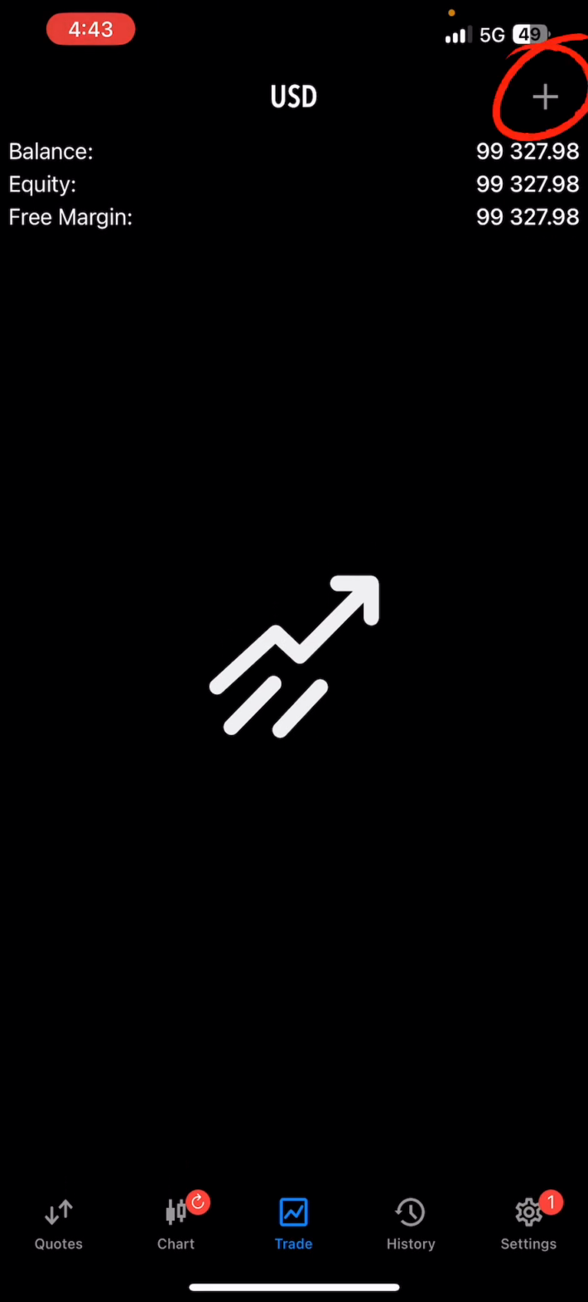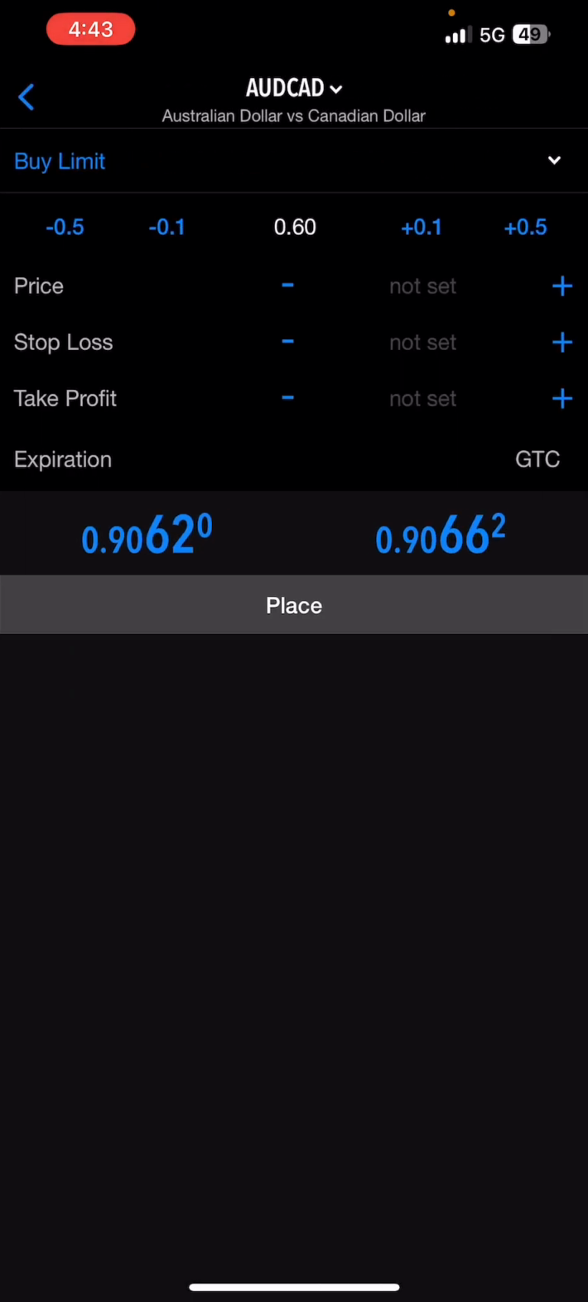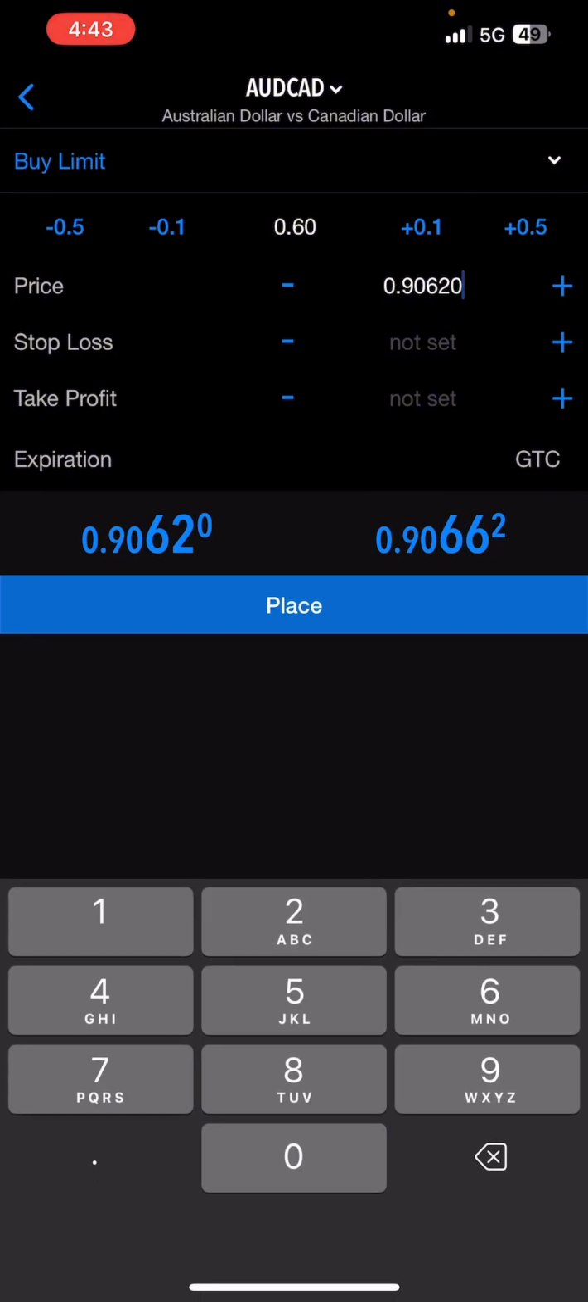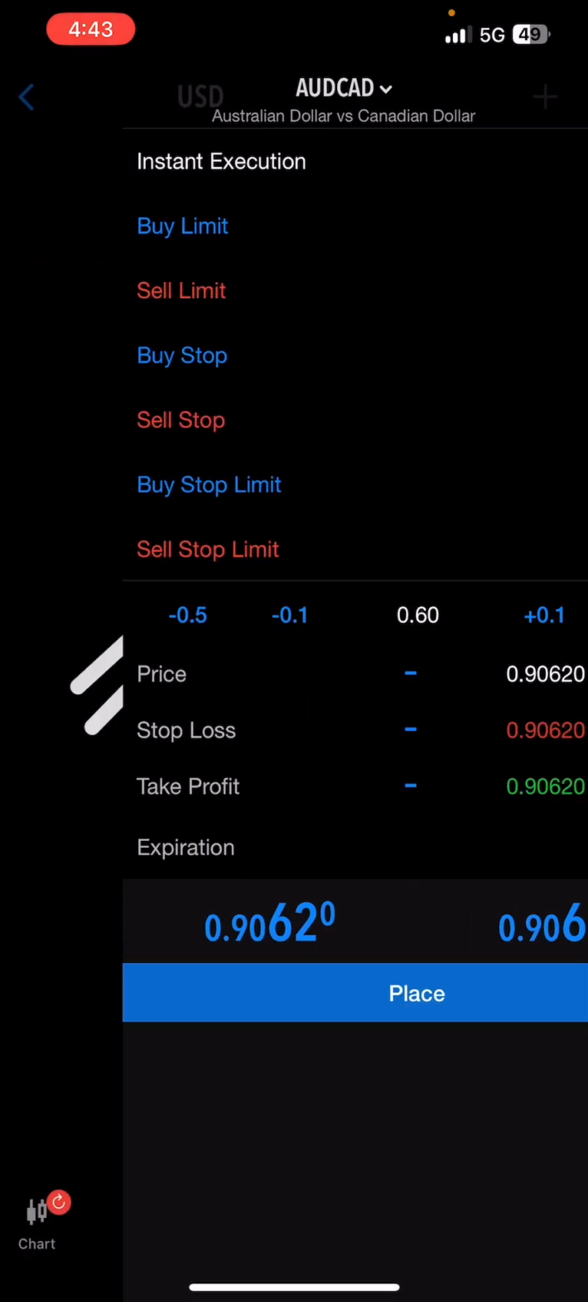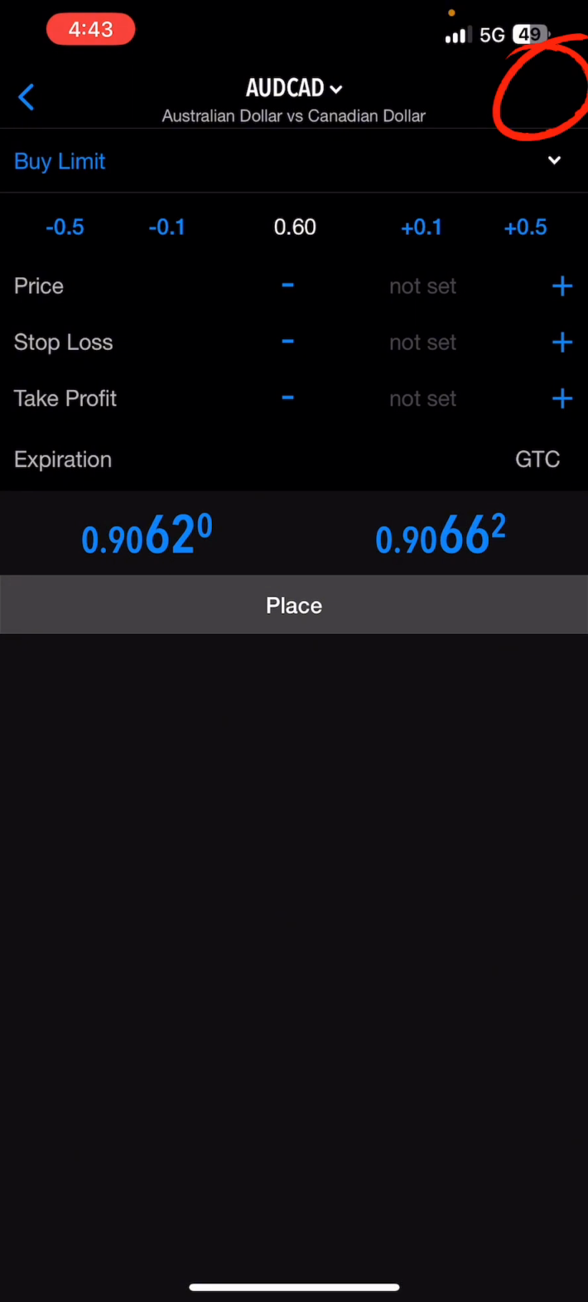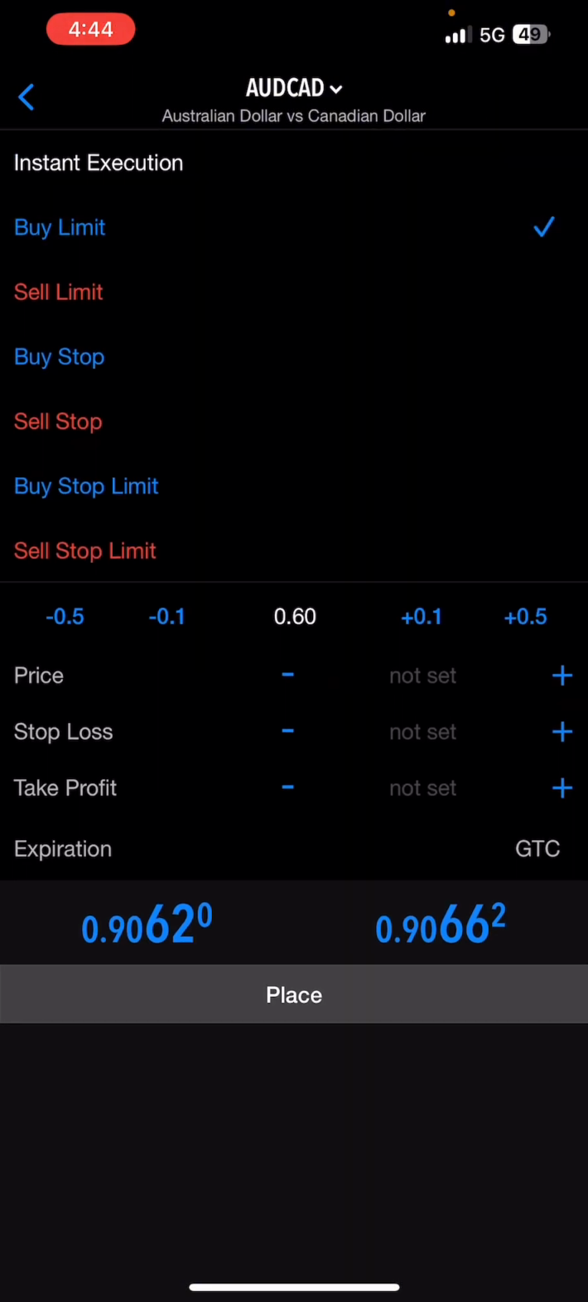So if you click on this plus at the top right, you'll be able to enter a trade, enter the price, enter the stop loss, enter the take profit. So let me explain everything here. So the buy limit, if you click on plus, you'll be able to see buy limit, which is you setting a pending order, hoping that the market will come down, tap you in before going up.